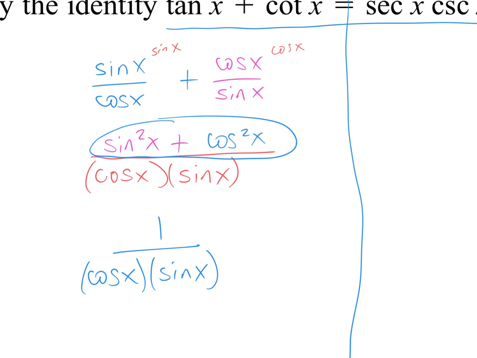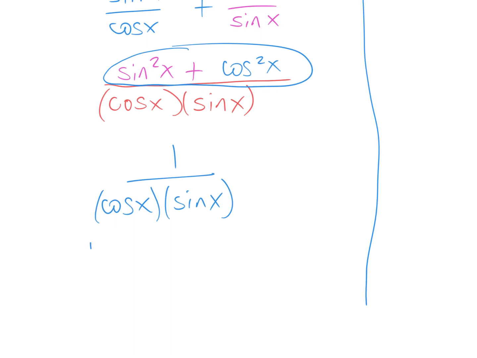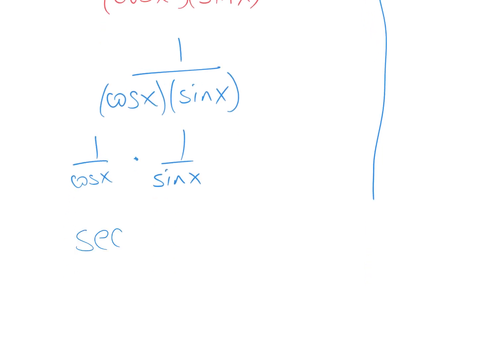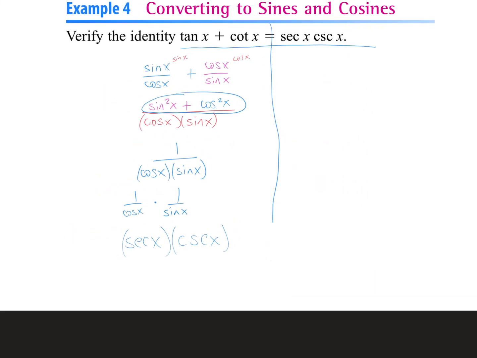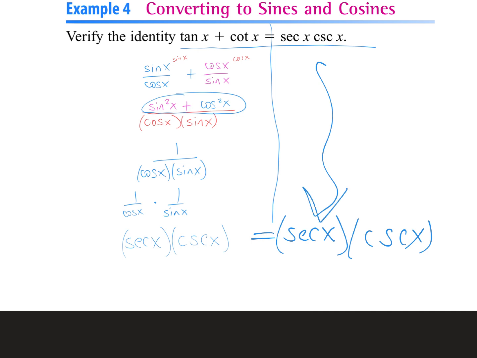Now look at where we're trying to go. We're trying to get to secant, cosecant. And look where I'm at. We notice anything? Okay, if I separate, I have 1 over cosine times 1 over sine. Agreed? What's another way I can write 1 over cosine? Secant x times, what's another way I can write 1 over sine? Cosecant x, right? Is that what we were trying to get to? Yes. So secant times cosecant. The first step is generally the hardest.